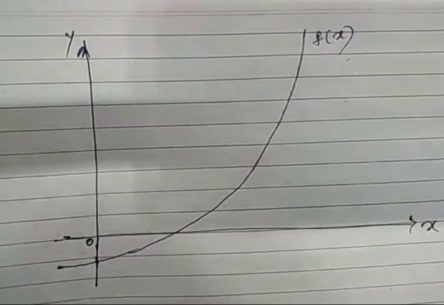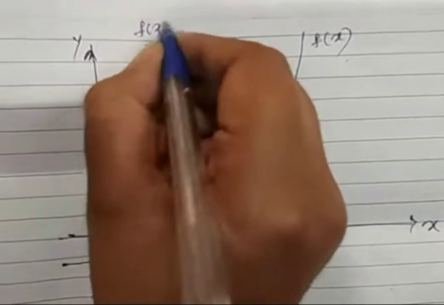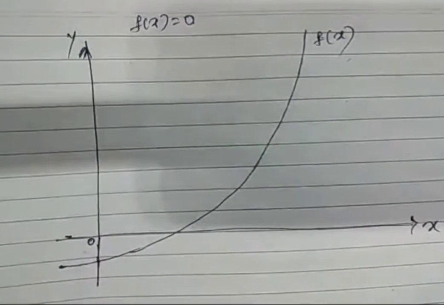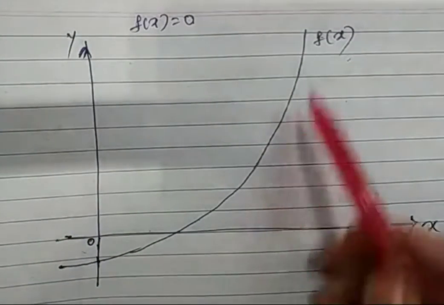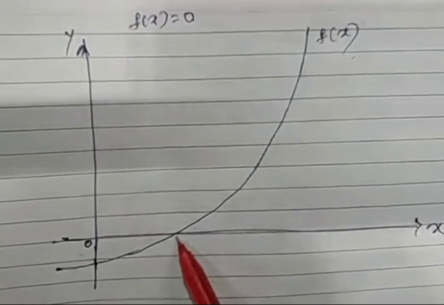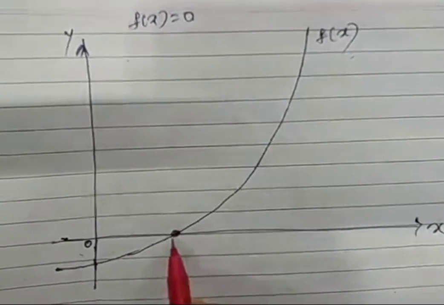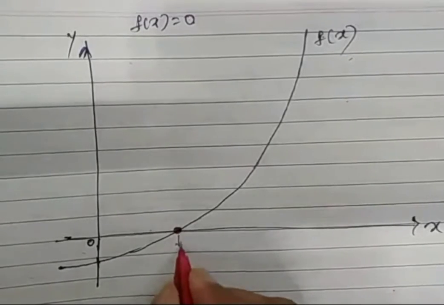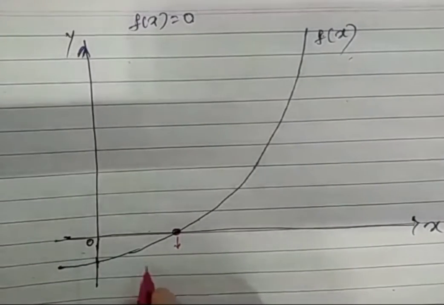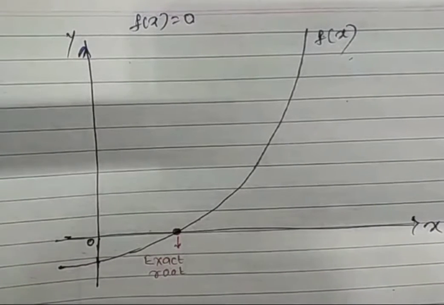Now what does f(x) = 0 mean? When we get f(x) = 0, it means that the f(x) curve touches the x-axis. At this particular point the curve touches the x-axis, and this particular x value we are calculating, and this is the exact root. This exact root we are calculating using the Newton-Raphson method.